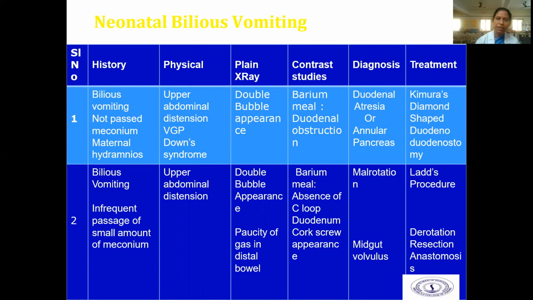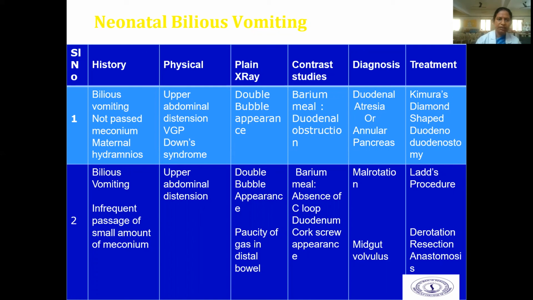Now, when we do barium meal, that is contrast studies, we have to look for duodenal obstruction. And the diagnosis will be duodenal atresia or annular pancreas. The treatment for duodenal atresia or annular pancreas is Kimura's diamond-shaped duodenostomy. So we had seen the pictorial representation of Kimura's diamond-shaped duodenostomy.